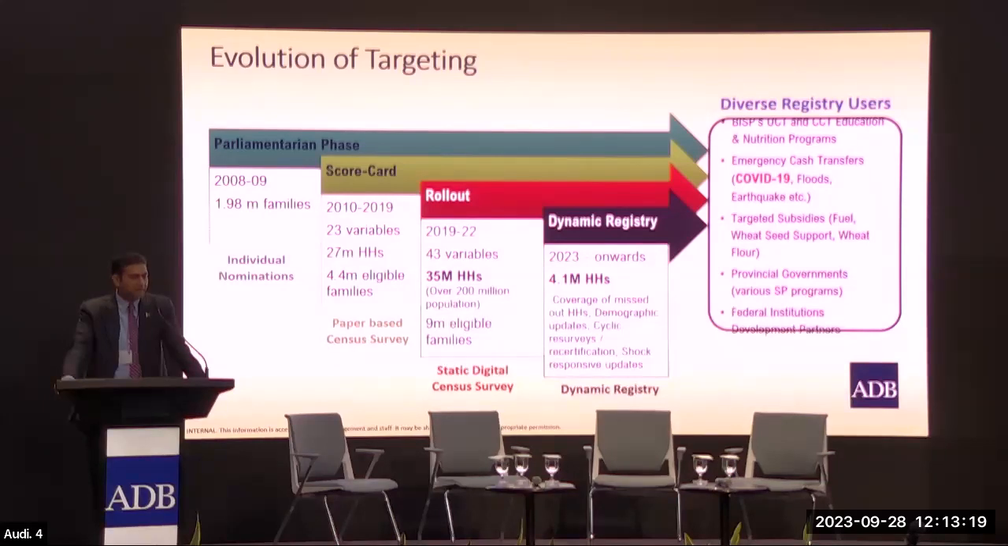And lesson learned from the COVID, post-COVID. So we carried out this survey during the COVID, but the biggest lesson learned was, and I'll come to that, why COVID actually was instrumental to think about having a dynamic registry. So we then introduced dynamic registry components from 2023. And today our registry is dynamic, covering around 4.1 million population. So out of 35 million households, 4.1 million in the last 3 to 4 months have already updated their information.